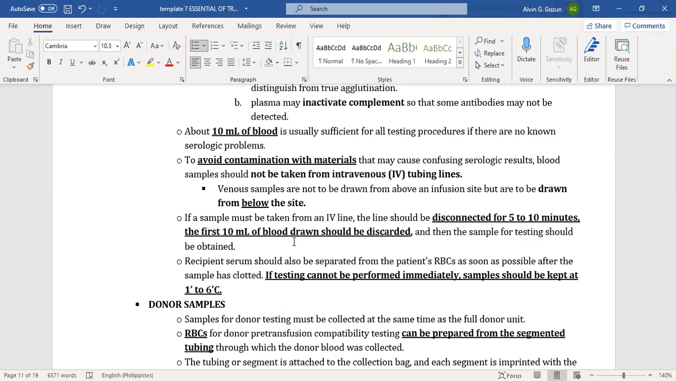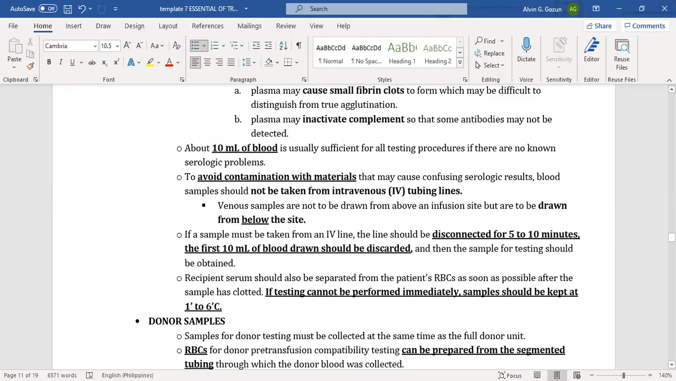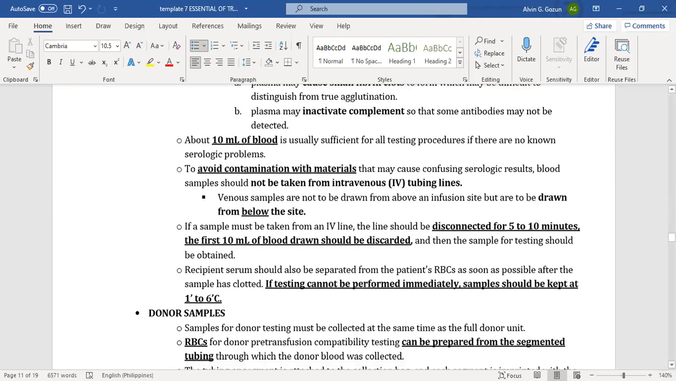If the sample is taken from a patient na merong swero, both arms, okay? Recipient serum should also be separated from the patient's RBCs as soon as possible after the sample has clotted. If testing cannot be performed immediately, samples should be kept at 1 to 6 degrees Celsius. Okay, naintindihan? Very good. So, tapos na tayo sa collecting now your patient samples or recipient samples.